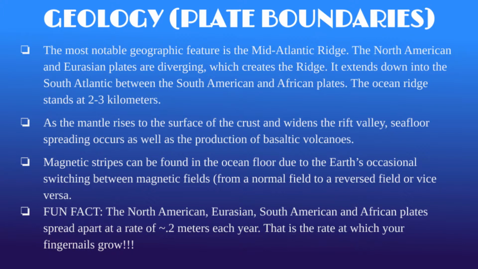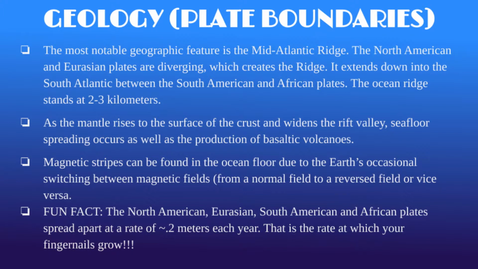The most notable geographic feature of the North or South Atlantic Ocean would definitely be the Mid-Atlantic Ridge, where the North American and Eurasian plates, and then extending down into the South Atlantic, the South American and African plates diverge to create the ocean ridge, which stands at 2 to 3 kilometers depending on where you are. That's from the ocean floor. As the mantle is rising to the surface of the crust and widening the Rift Valley, you can see seafloor spreading occur, as well as the production of basaltic volcanoes.